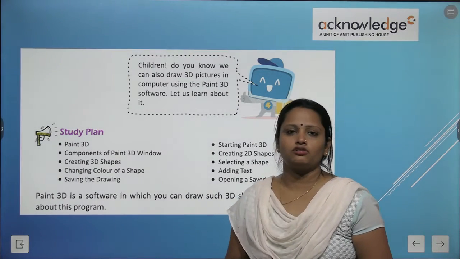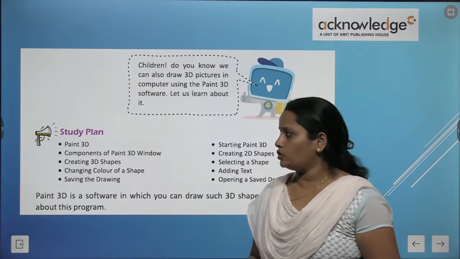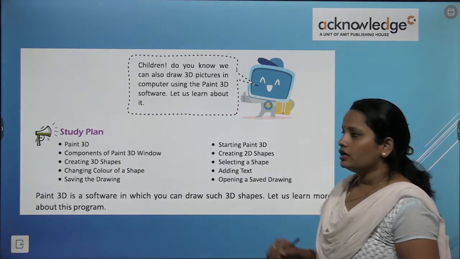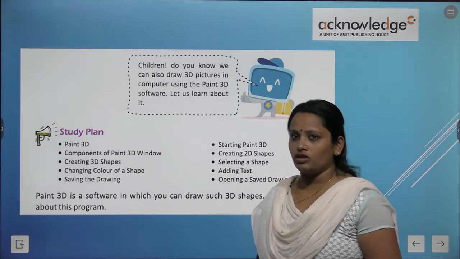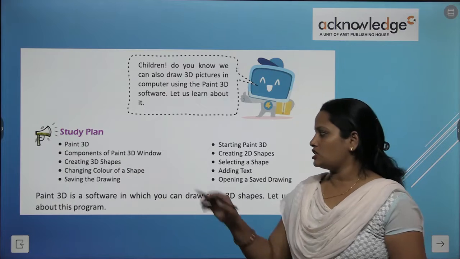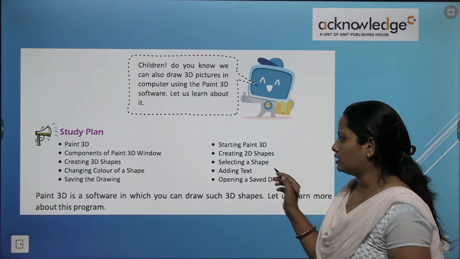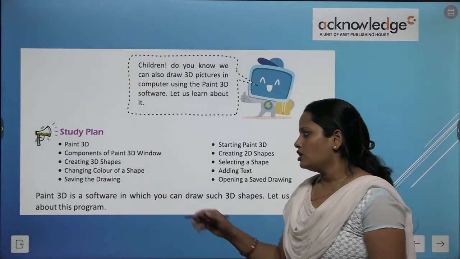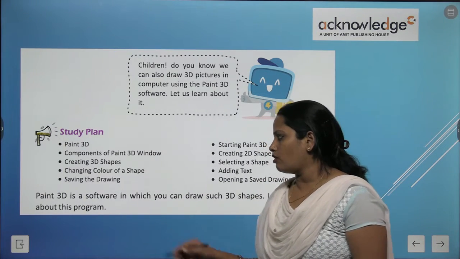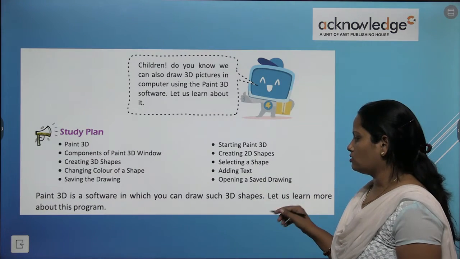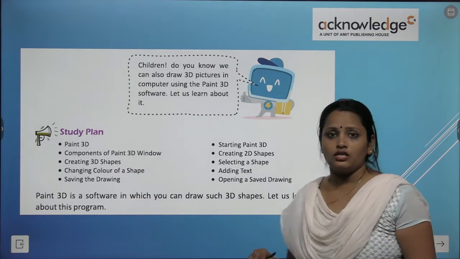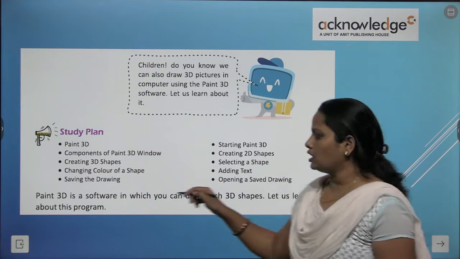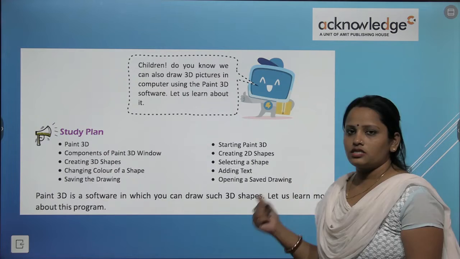So in this chapter, children, we are going to learn about Paint 3D, starting Paint 3D, components of Paint 3D window, creating 2D shapes, creating 3D shapes, selecting a shape, changing color of the shape, adding text, saving our drawing, opening our saved drawing. So, Paint 3D is a software in which you can draw such 3D shapes. So, in this Paint software, we can draw 3D images. Let us learn about more in this program.